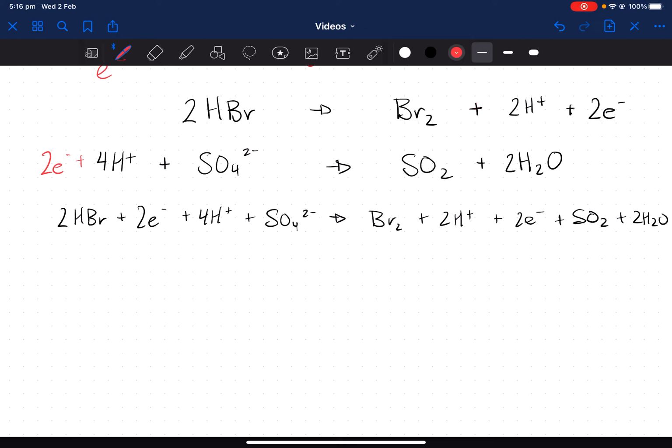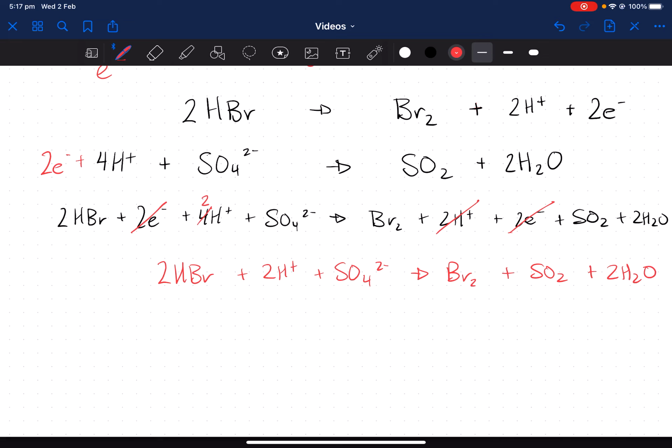We are now going to cross out anything that appears on both sides. So crossing out the electrons, these two hydrogens get crossed out, and then this will now become 2. And that is everything. So last step is we're going to combine it all into the one final equation. So 2HBr plus 2H plus plus SO4 2 minus goes to form Br2 plus SO2 plus 2H2O.